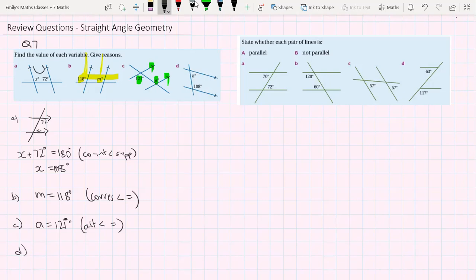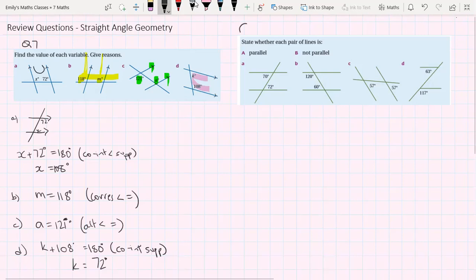Okay, now let's go back to D. So let's use a different colour again. Got one angle there, one angle there. They're both inside the parallel lines on the same side of the transversal. So we need to use the co-interior. So we've got K plus 108 equals 180 degrees. They are co-interior angles and they are supplementary. So what angle do I have to add to 108 to give me 180? We've done this earlier. It has to be 72 degrees.